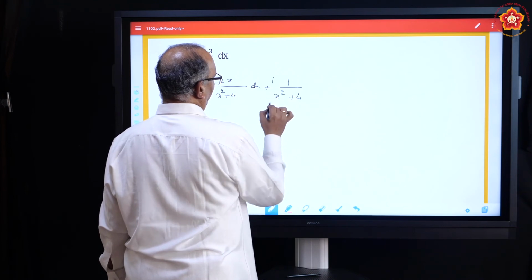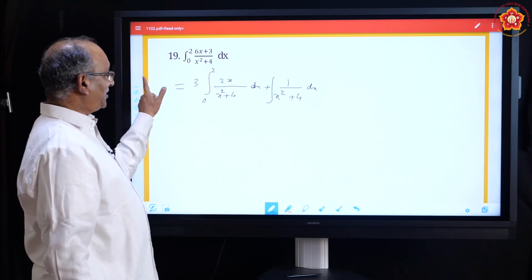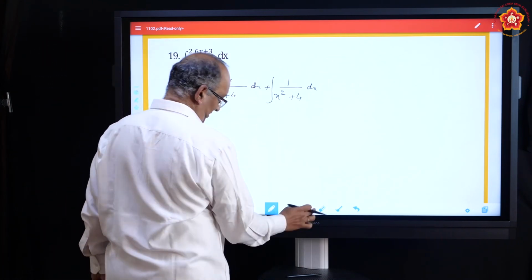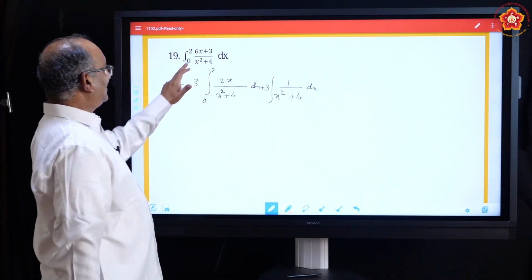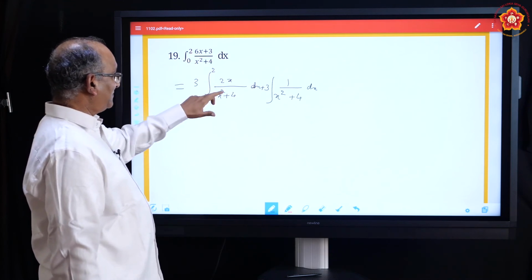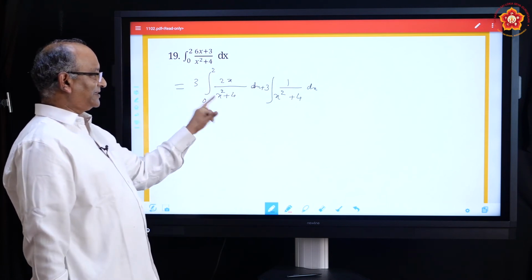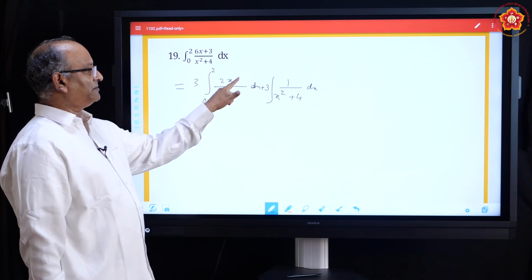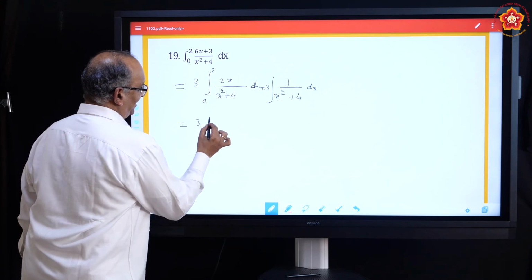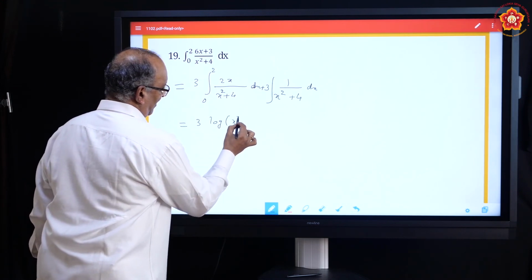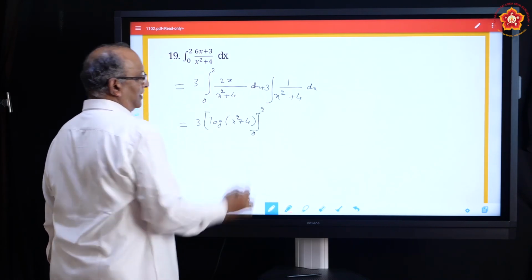What did we do? Here, when we took out 3, that 3 will come for this also. Yes, the 3 will be outside: 2x plus 1, the 2x upon the first denominator, and the plus 1 upon this. The advantage is, for this, the moment you take this as t, that becomes dt, and the integral is log t. So it is 3 log (x square plus 4). The limits are 0 to 2.